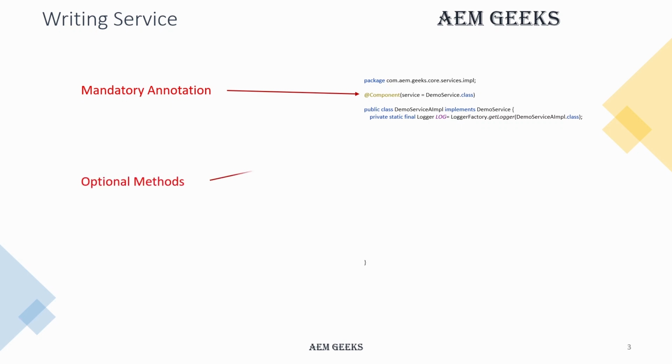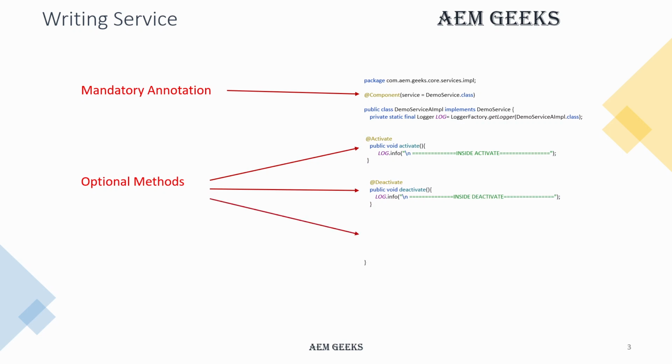Then we have a few optional methods. These methods are executed when your service is activated. Suppose you deploy your bundle and as soon as your service is activated, then this activate method is called. Whatever is written in the activate method will execute. The method name is not important, the annotation is important. So for any method, if you add the @Activate annotation, this will execute at the time of service activation.